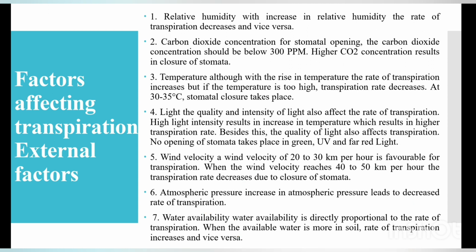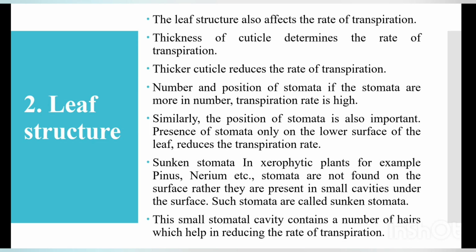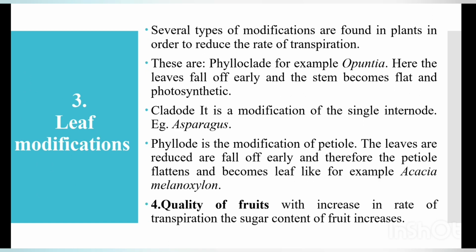the rate of transpiration is also less. Then many internal factors also control the rate of transpiration, like leaf area. With an increase in leaf area, the frequency of stomata also increases. This results in increased transpiration. Then leaf structure also affects transpiration. Several types of modification are found, like phylloclade found in Opuntia, cladode found in Asparagus, and sometimes the petiole is enlarged to form phyllodes. These are the different structures or modifications of leaves to check water loss. Then the quality of fruit also affects transpiration. With an increase in the rate of transpiration, the sugar content of the fruit increases.